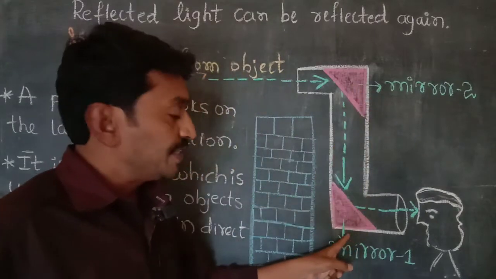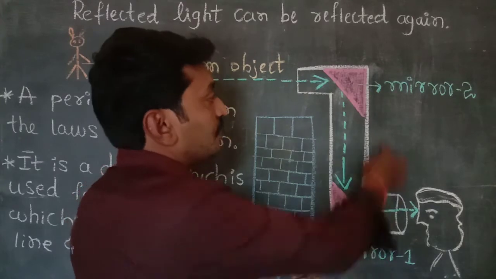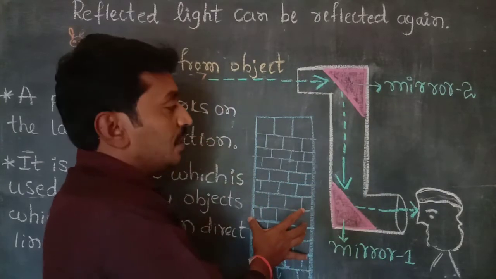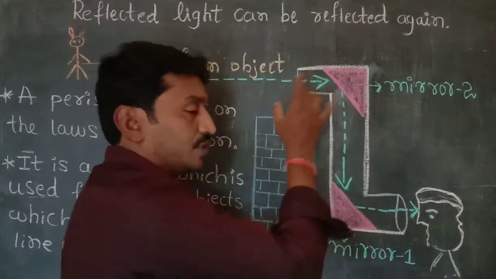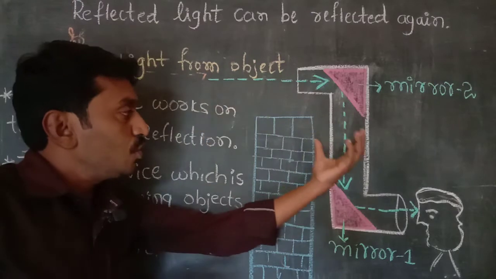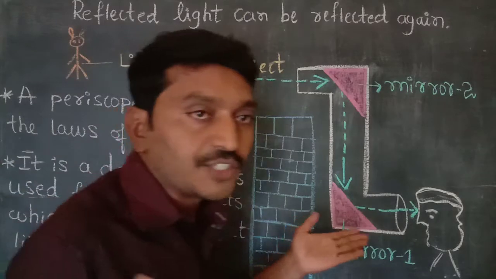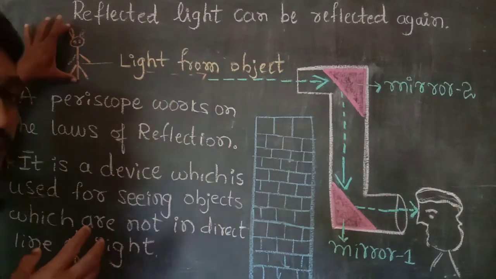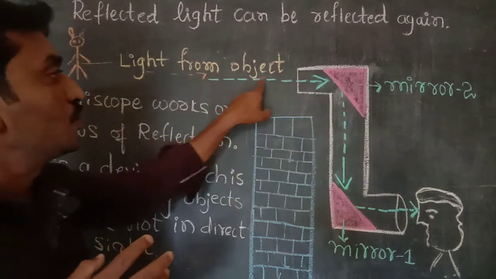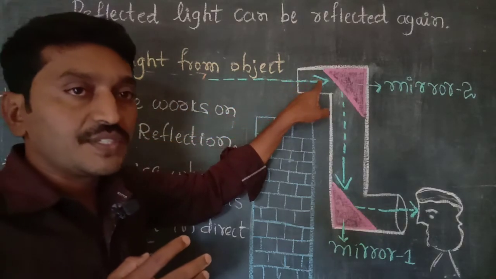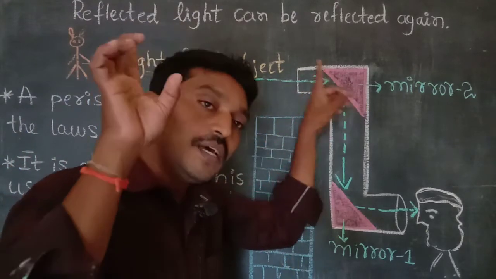Now this is the figure of the periscope. Firstly, I used two plane mirrors, mirror 1 and mirror 2, and this is the wall. Here, a person is watching the objects. Then how does it work? The periscope works with the help of the two laws of reflection, as I already told. Now, here is an object. The light from the object enters through the periscope. First, it falls on mirror 2.